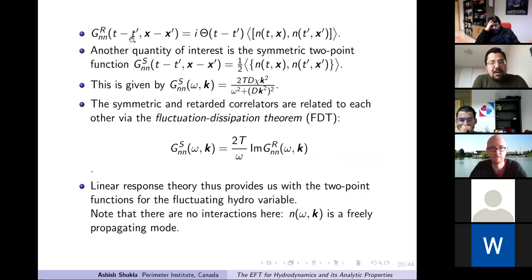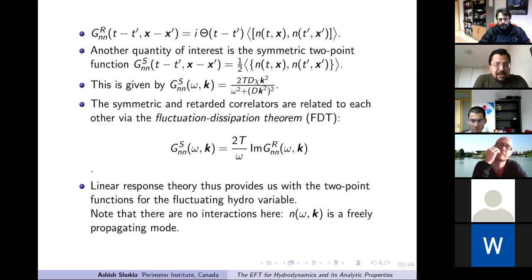Now, another quantity of interest that can be computed is the symmetric 2-point function, which is defined like this. In Fourier space, it is given by this expression: 2 T chi d k squared by omega squared plus d squared k to the fourth. In fact, the symmetric and retarded correlators are not independent of each other, but are related by the fluctuation dissipation theorem, which I've written over here. So the symmetric function is essentially related to the imaginary part of the retarded 2-point function. This was a super short summary of linear response theory.